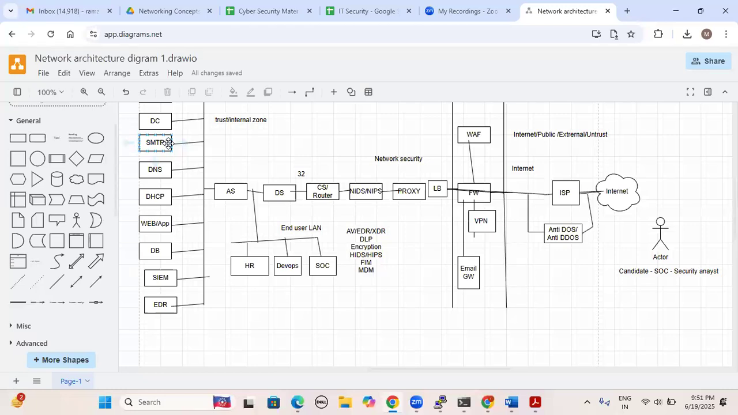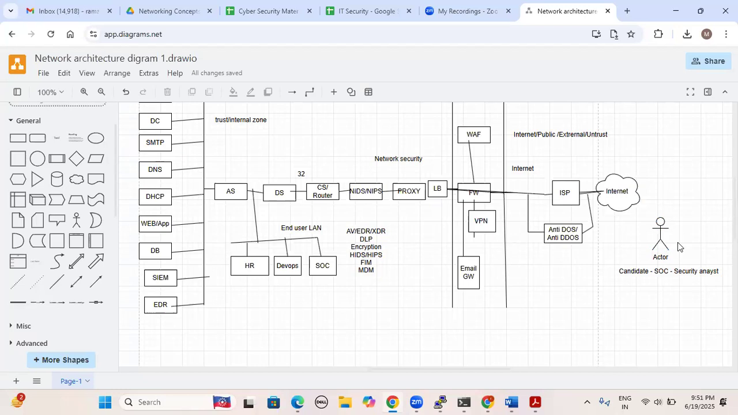The SMTP server will validate what type of domain name the candidate is using, whether it is Outlook, Hotmail, Yahoo Mail or Gmail. It will validate whether it is legitimate or illegitimate. Then it will go to the distribution switch, then to the core switch or router, then to NADS, NAPS, then proxy and load balancer, firewall, ISP router, internet, and finally the candidate receives the offer letter.